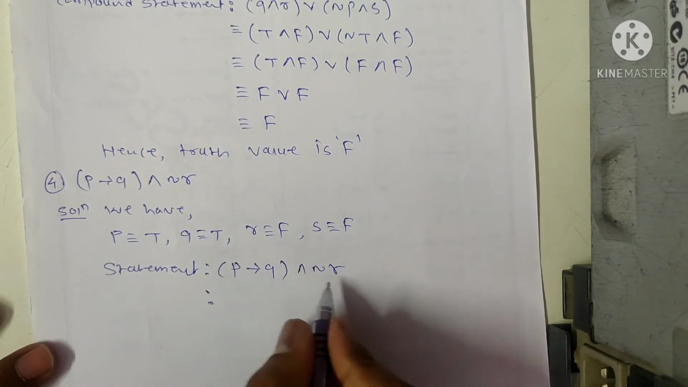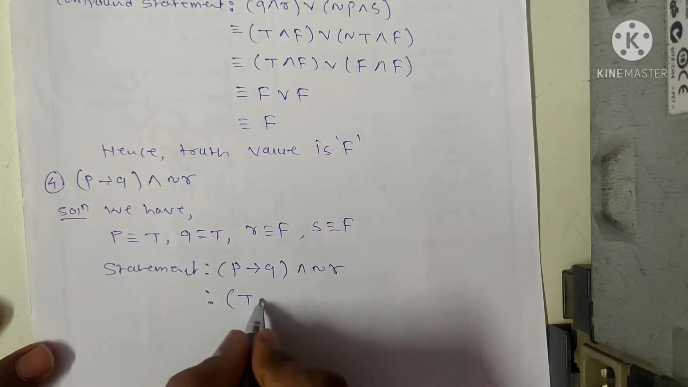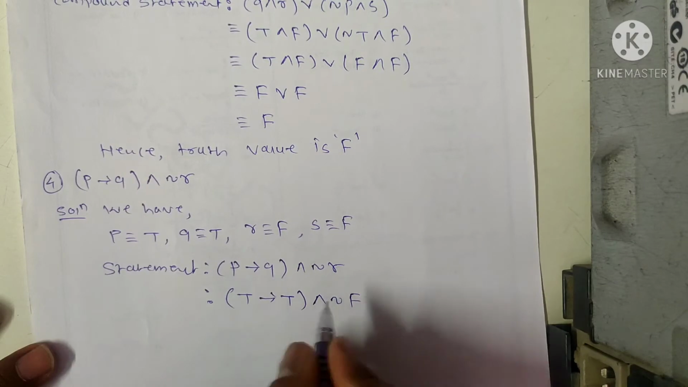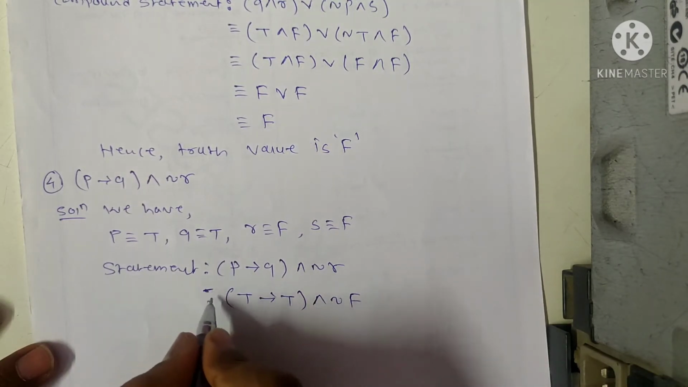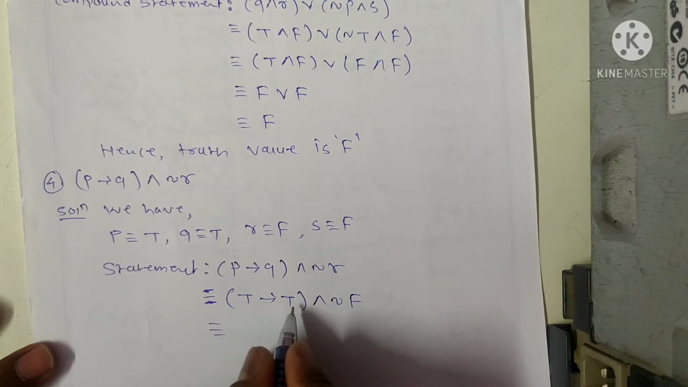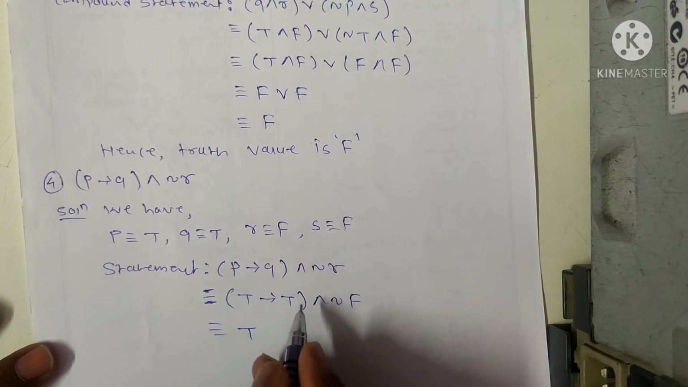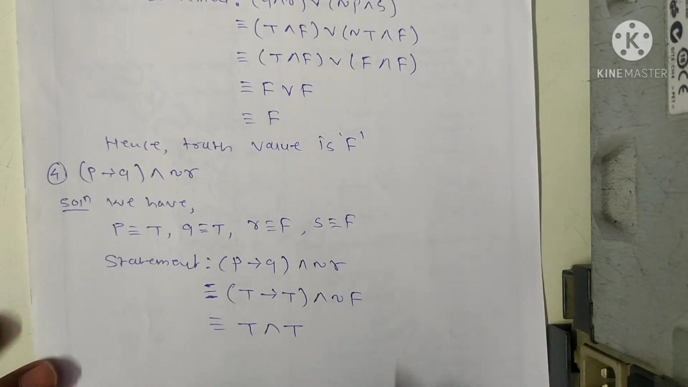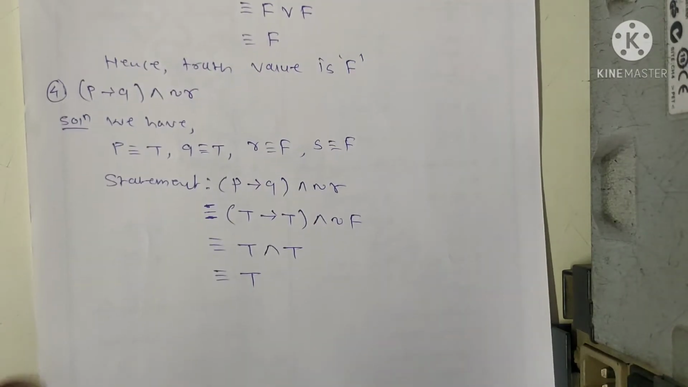We replace the truth values of P, Q, R. It is T then T, and negation R is F. Now logical equivalence. T then T, otherwise it is T. Therefore it is T. Negation F is T. We know negation T is F, negation F is T. T and T is T. It is not in otherwise form.